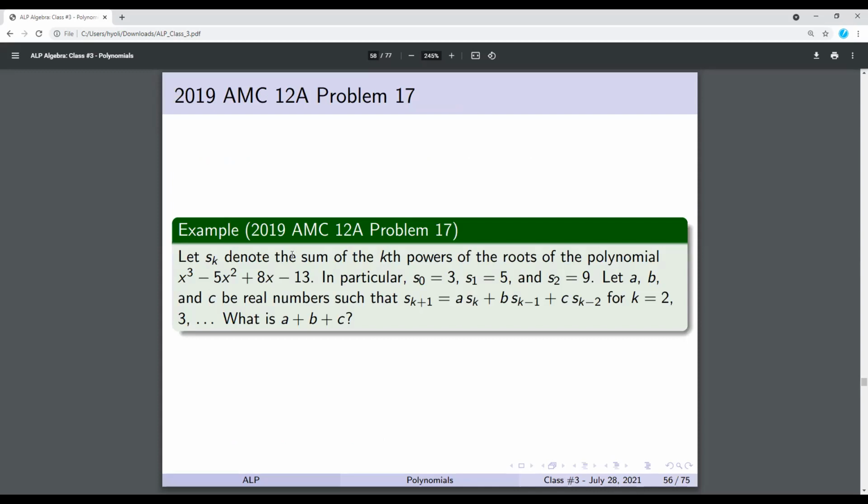So we can try some more examples. Let s of k denote the sum of kth powers of roots of the polynomial right here, and we show that s of 0 equals 3, s of 1 equals 5, s of 2 equals 9. Let a, b, c be real numbers such that s of k plus 1 equals a s of k plus b s of k minus 1 plus c s of k minus 2 for k equals 2, 3, 4, etc. So what is the value of a plus b plus c? That's the question we need to answer.